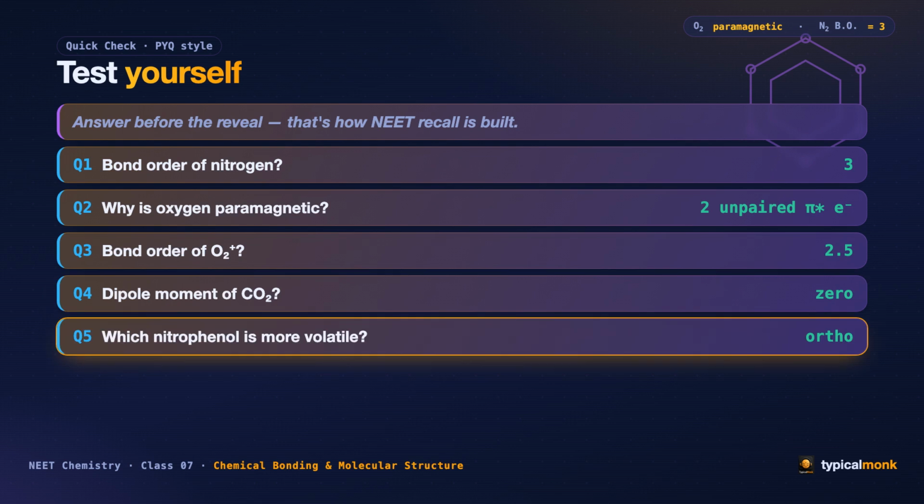And question 5. The thinker. Which nitrophenol is more volatile? Ortho or para? Careful. Ortho locks its hydrogen bond inside one molecule so it does not cling to its neighbors. Ortho is more volatile. If you caught that, you have truly understood today's class.